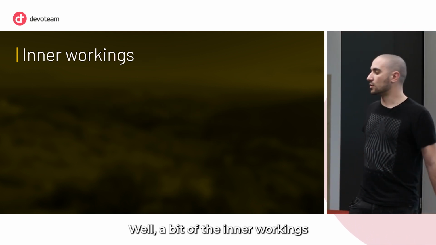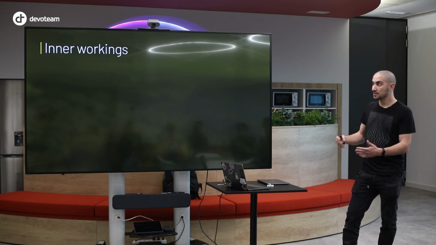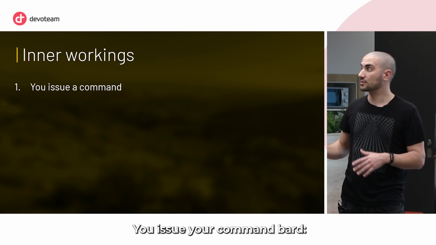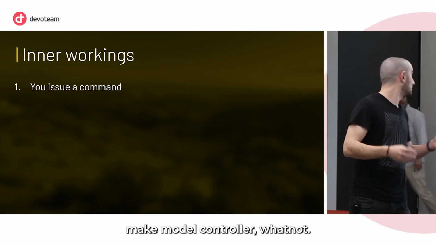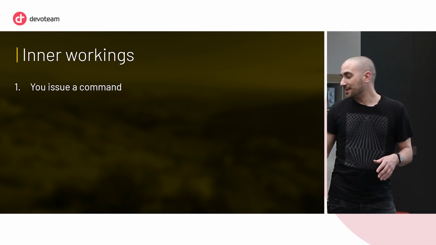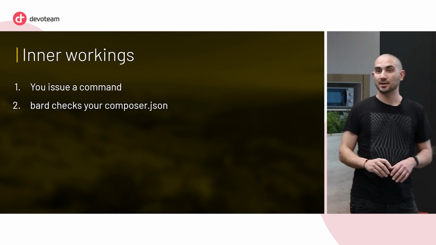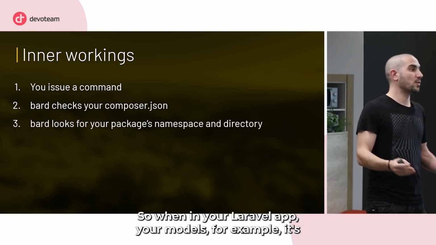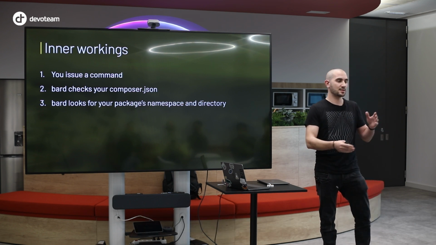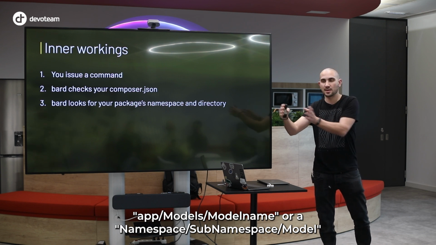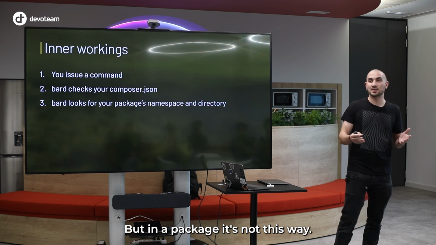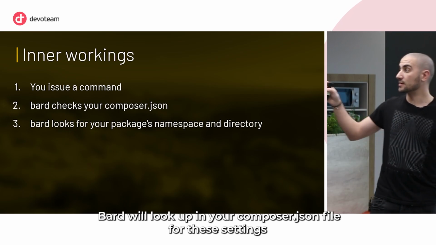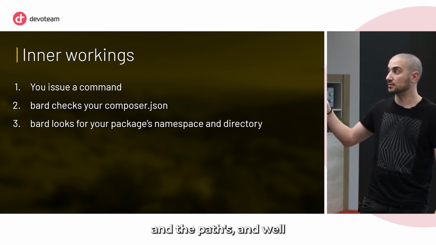Well, a bit of the inner workings of Bard. Let's see the flow from your commands. You issue your command, so Bard, make model, controller, whatnot, and now Bard checks your composer.json file. It will look up some things like the package's namespace. In your Laravel app, your models, for example, are under App\Models, then the model name, or a sub-namespace, then the model. But in a package, it's not this way. It's the package namespace, then Models, and the model name. Bard will look up these settings and paths in your composer.json.